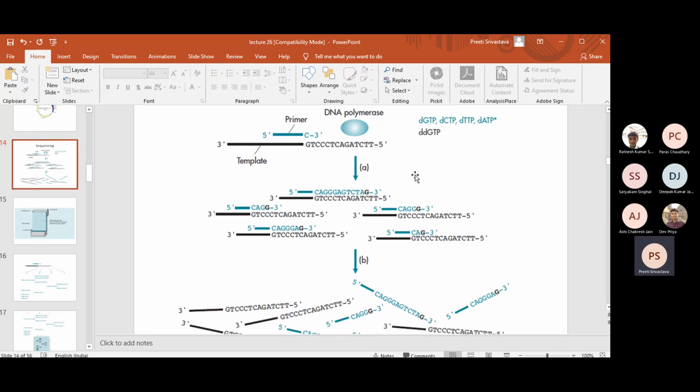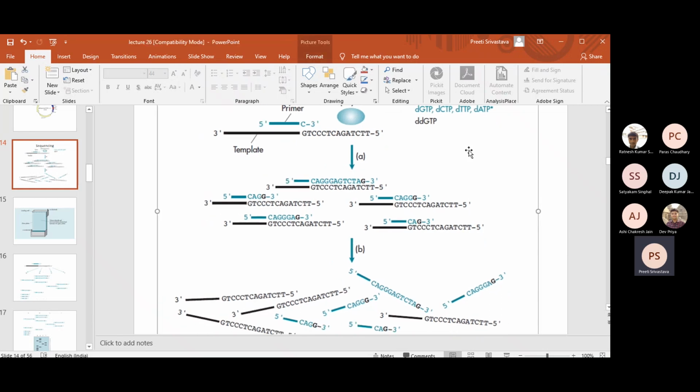Once you allow the primer to bind and once you allow this to extend, then different types of products will be created. Correct? So this is the template DNA.